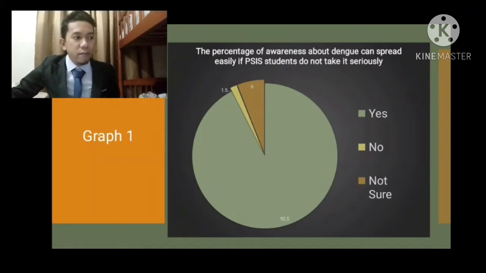Conclusion. It can be concluded most of 16 Psis students choose yes, that of awareness about dengue can spread easily if Psis students do not take it seriously, and no is the lowest compared to others in this survey.